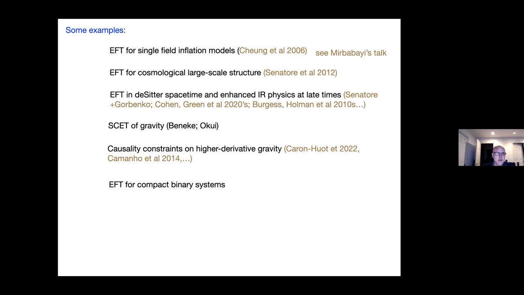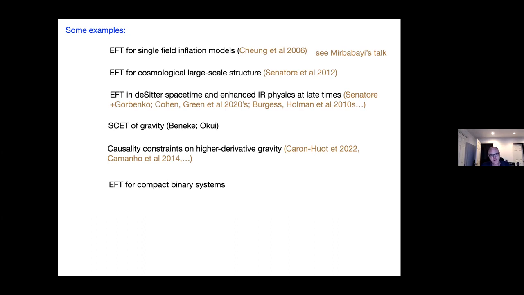And so in recent years, there are many examples of the sort of effective field theories that I outlined here generally. There are effective field theories for inflation, for large-scale structure, effective field theories for understanding infrared physics in de Sitter space. There's even a soft collinear effective theory of gravity, and so on.